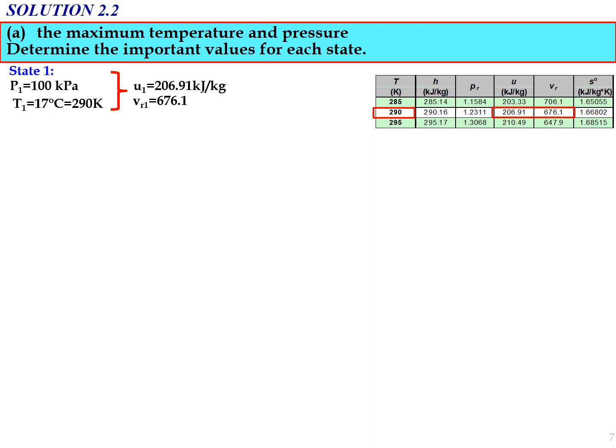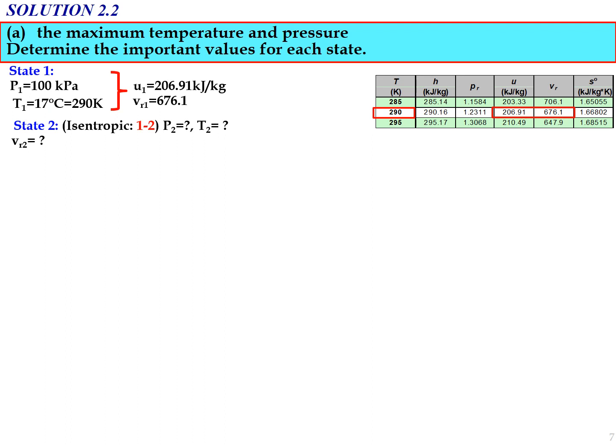Okay, so done for state number 1. For state number 2, it will involve the isentropic process, so we can use any equation involved with the isentropic process. For state number 2, no P2 and no T2 are given, no pressure and also no temperature, and also we don't have any value for VR2.